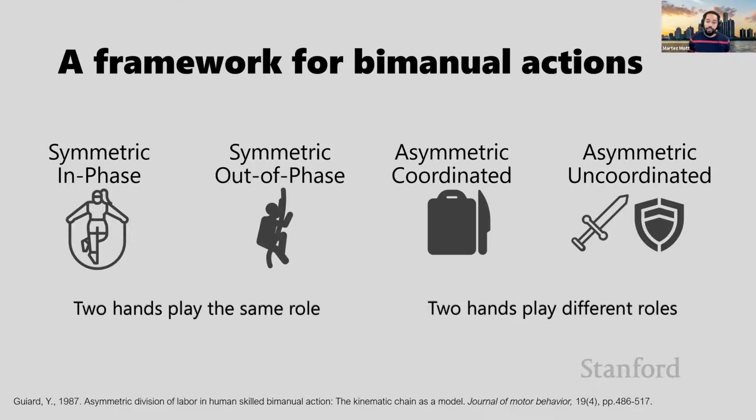Asymmetric coordinated is when both hands are working together on a single object. So you could think of that as something like cutting an apple. One hand holds the apple while the other hand is actually doing the slicing.